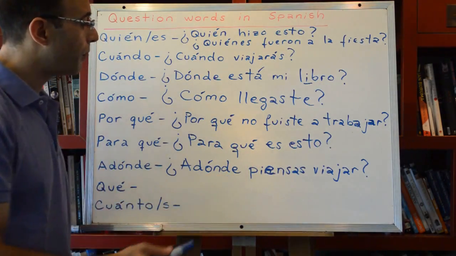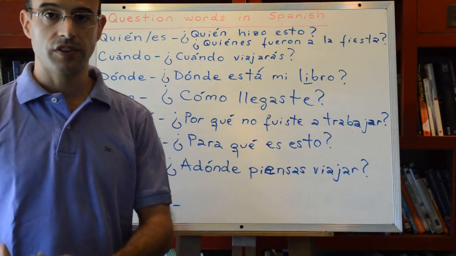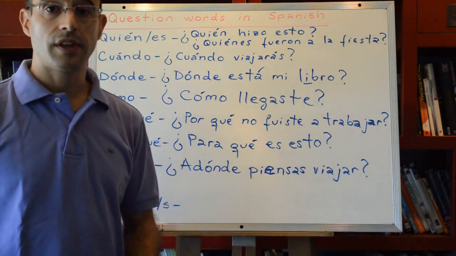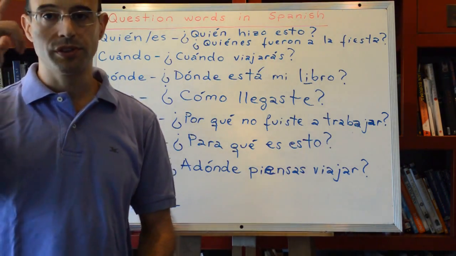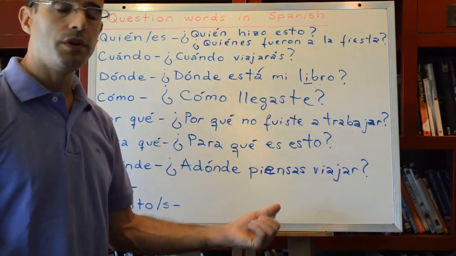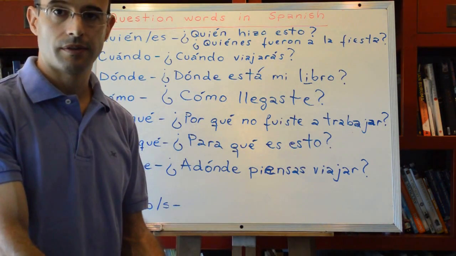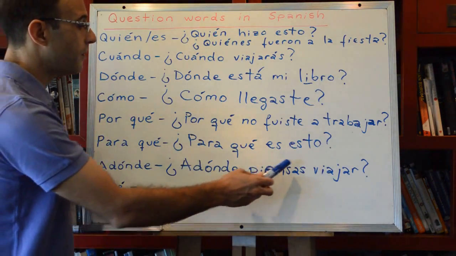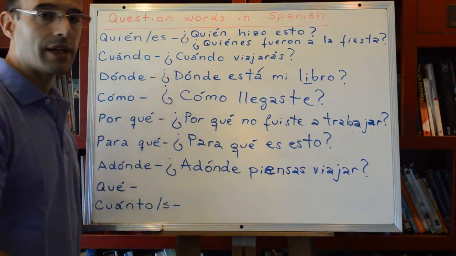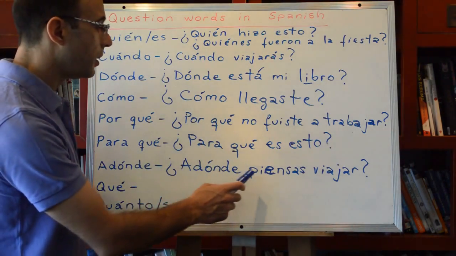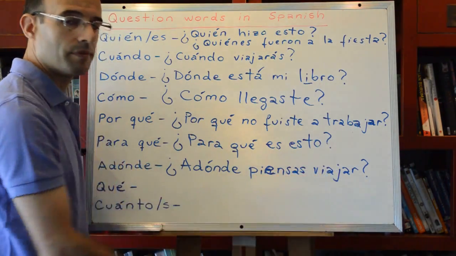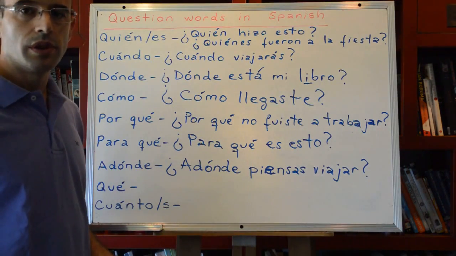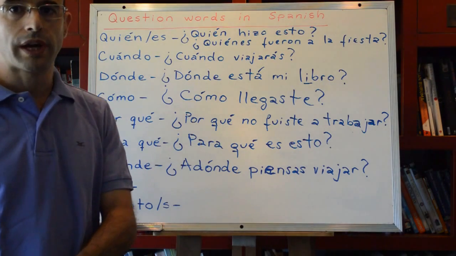Piensas is simple present for second person in the singular, for tú, right? Or you. Piensas, think, the verb pensar means to think, but it's also used in Spanish as to plan, right? To have an intention of something. So, ¿a dónde piensas viajar is where are you planning to travel? Where you plan travel. Okay? Where are you planning to travel? Actually, it will be where are you planning to travel to?